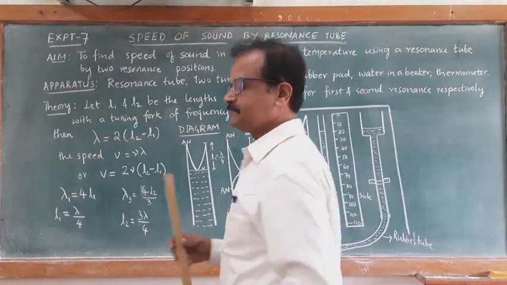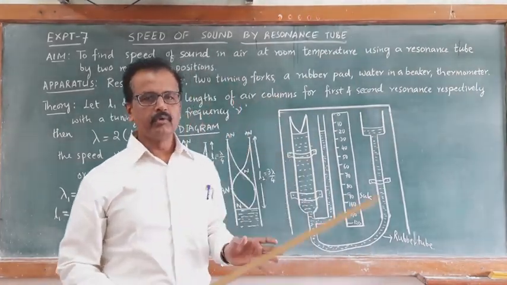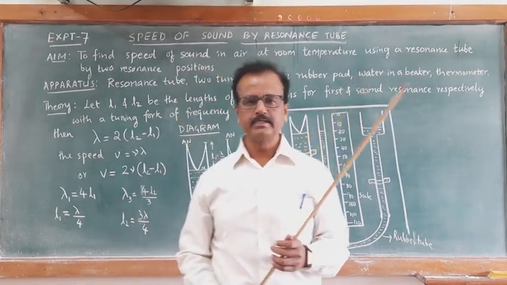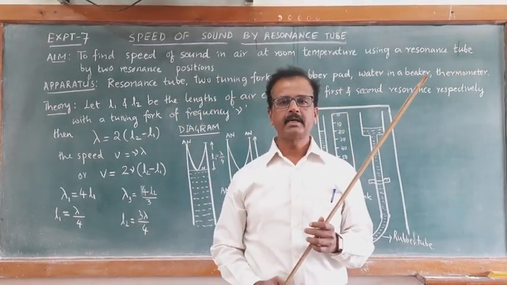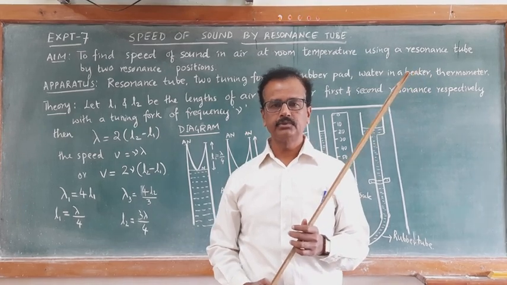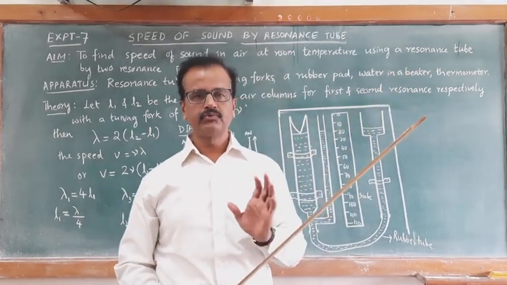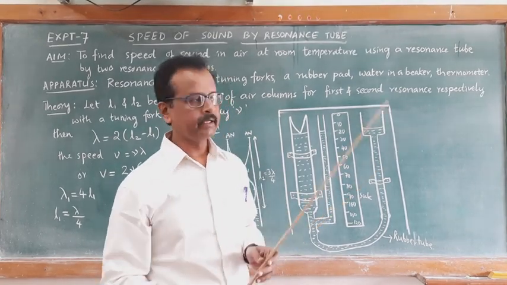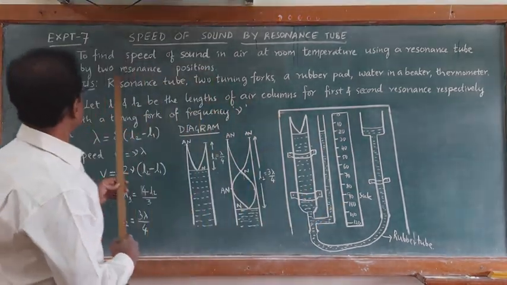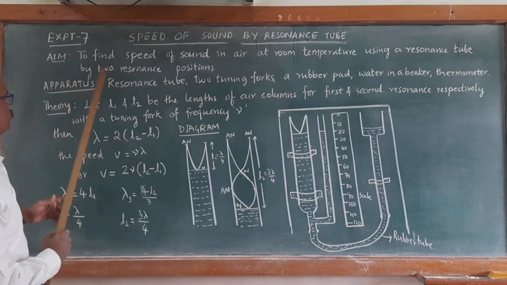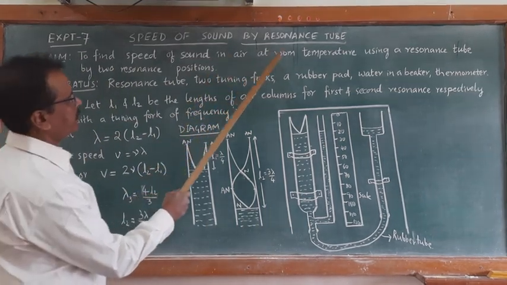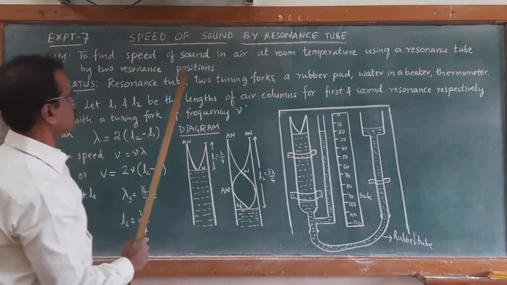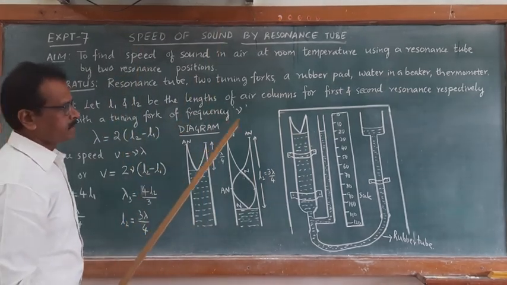Good morning, cadets. Today we will do one more experiment, that is to find the speed of sound by resonance tube method. Using the resonance tube to find the speed of sound at room temperature in the laboratory. So the aim of the experiment is to find speed of sound in the air at room temperature using resonance tube by two resonance positions.